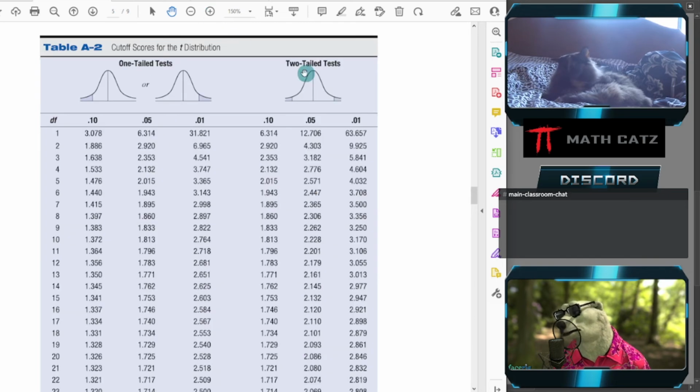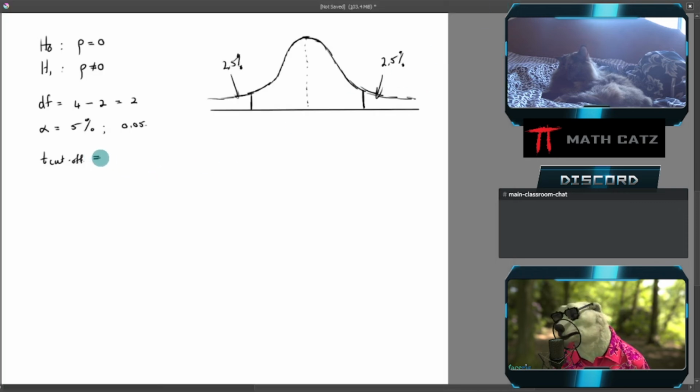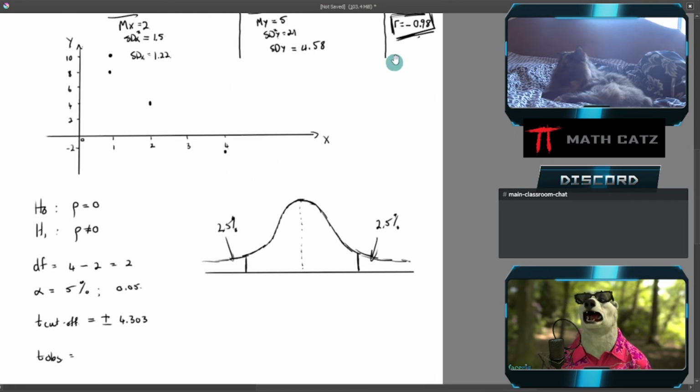Zoom in a little bit. Because there's so many, they summarize it quite a lot. So I'm looking at a 5% alpha, two-tailed test, 2 degrees of freedom, 4.303. So that'll be plus minus 4.303. Now I need to calculate what is my observed t-score that corresponds to the correlation coefficient.